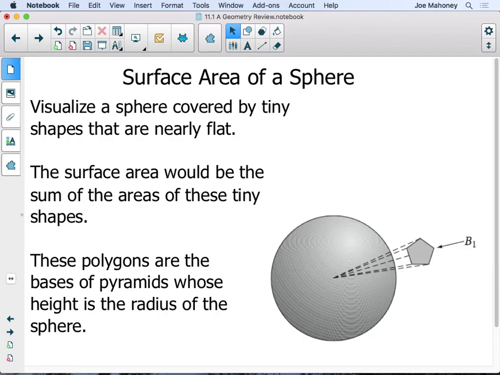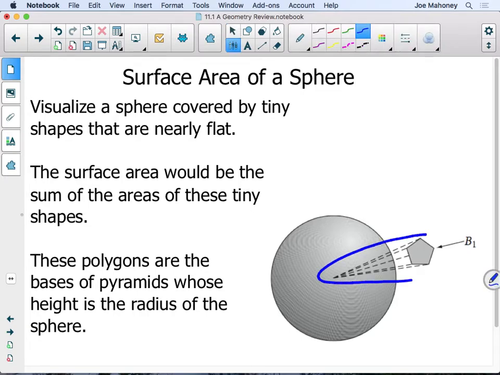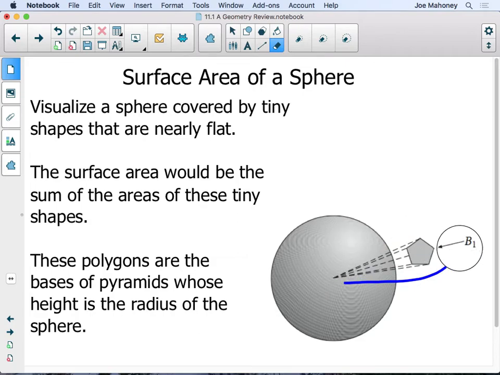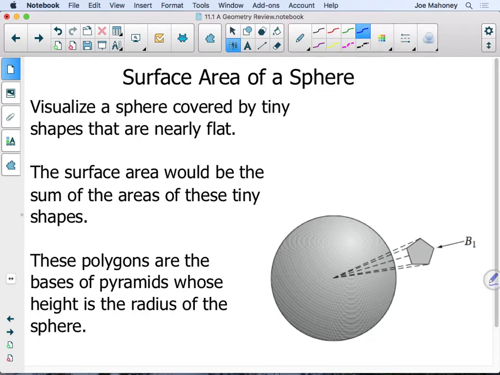Furthermore, let's say that those polygons are the bases of pyramids. So pretend this is a pyramid with a pentagon base right there that sticks into the center of the sphere. So the height is always going to be the radius of the sphere. And think about a whole bunch of those. So we call that base number 1. And then there's another one over here, and it goes in like that. And that is base number 2 with that pyramid.